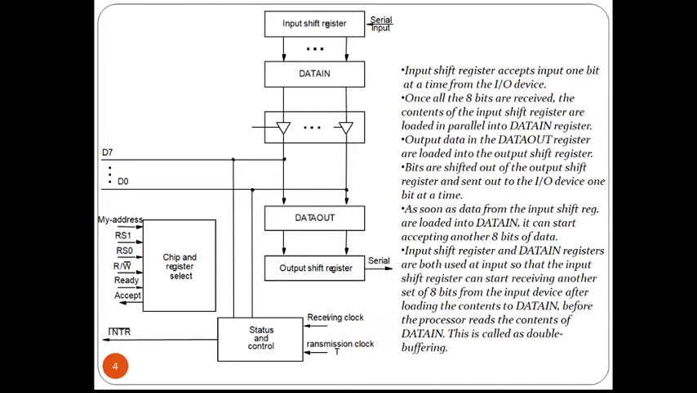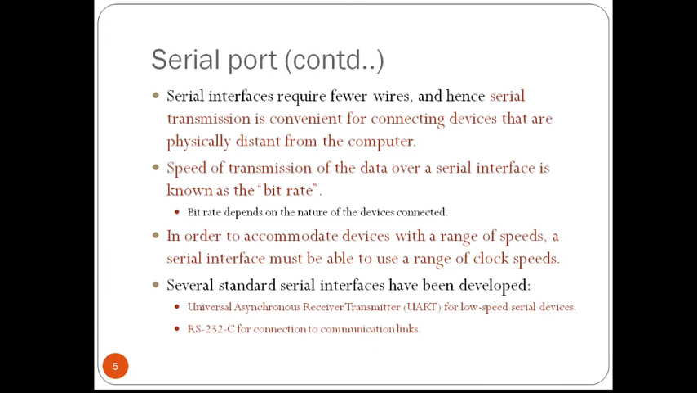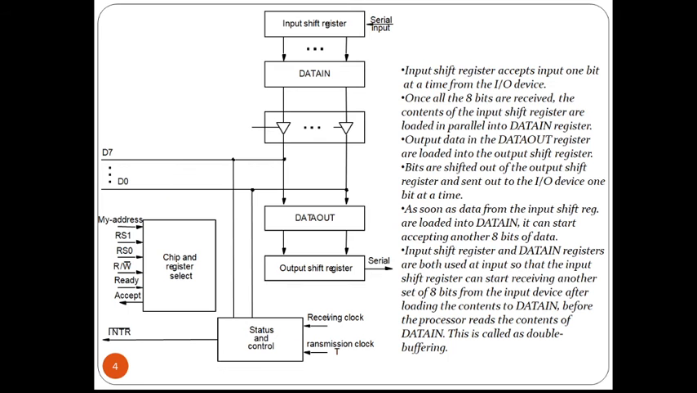data out register, and it will be set to 1 when the data is transferred from the data out register into the output shift register. Here you can see that the SOut flag will be cleared to 0 when the processor writes new data into the data out register, and it will be set to 1 when the data is transferred from the data out register into the output shift register.